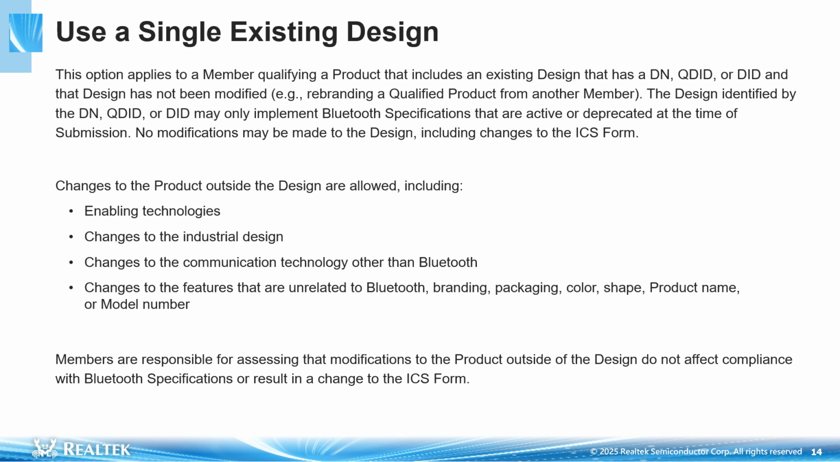This option applies to a member qualifying a product that includes an existing design that has a DN, QDID, or DID and that design has not been modified, e.g., rebranding a qualified product from another member. The design identified by the DN, QDID, or DID may only implement Bluetooth specifications that are active or deprecated at the time of submission. No modifications may be made to the design, including changes to the ICS form.